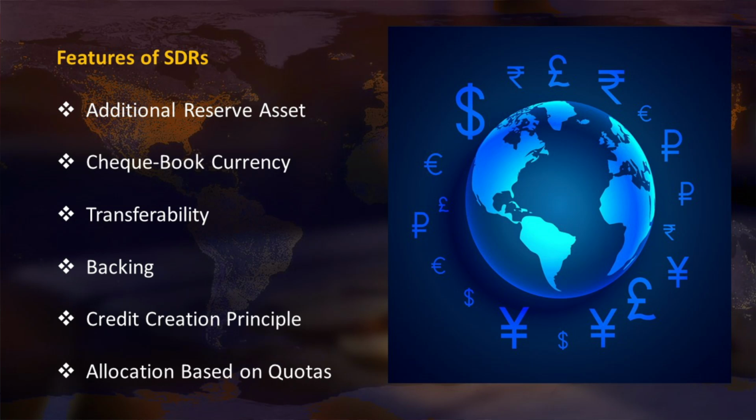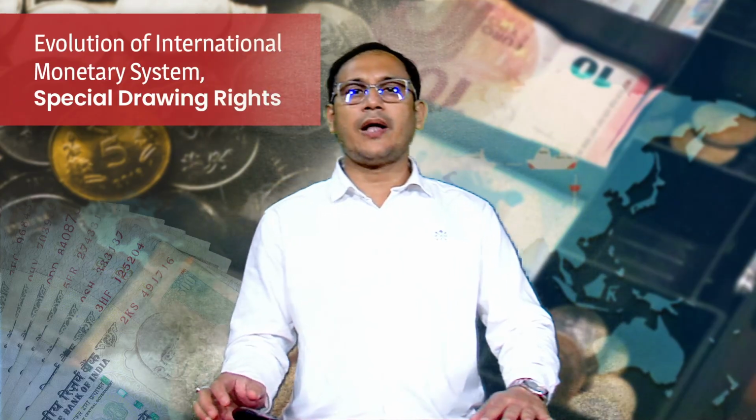They can create additional SDR based on quota. What basically happens is that developing countries receive a larger share of Special Drawing Rights, while less developed countries receive a smaller portion. That is why allocation based on quotas is considered to be another important feature of SDR.